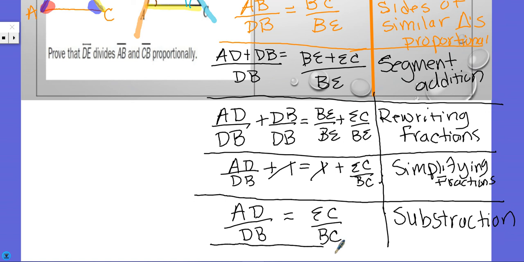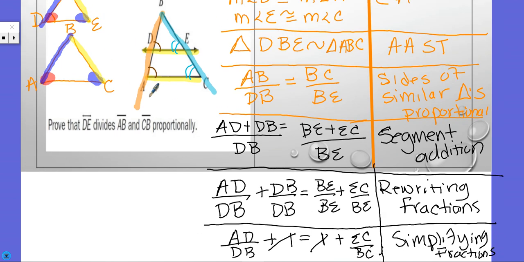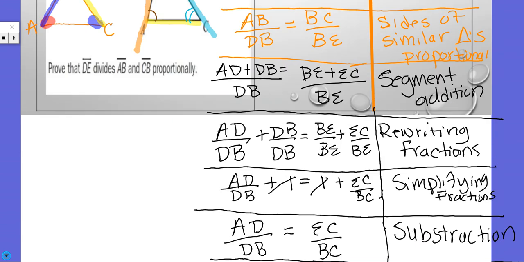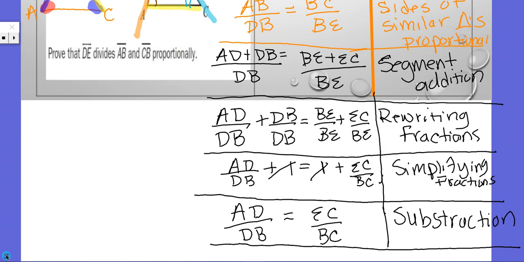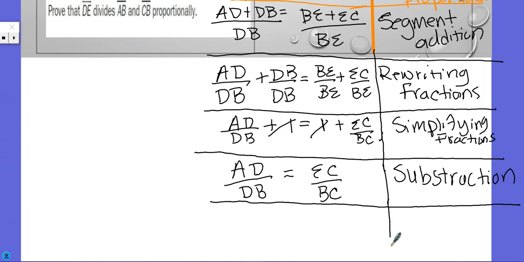And then all we have to say here, now that we have that, we've shown what we needed to show. That this line, we're saying that this over this now equals this over this. That's what we have. So now we can say this is simply the definition of proportionality. And we're done.